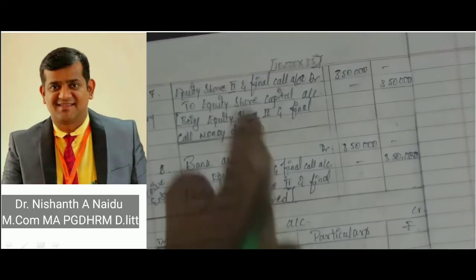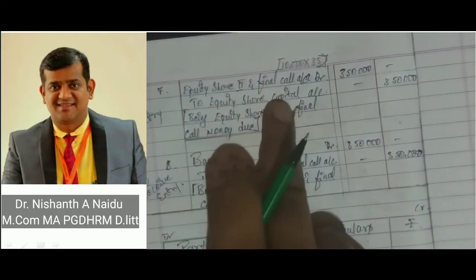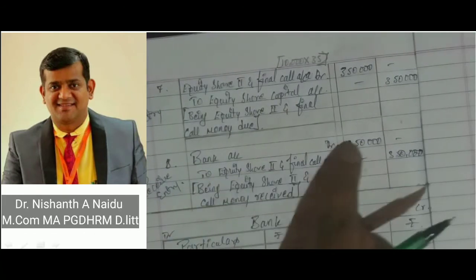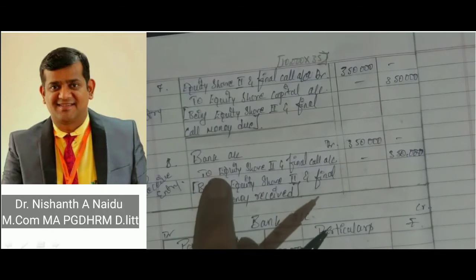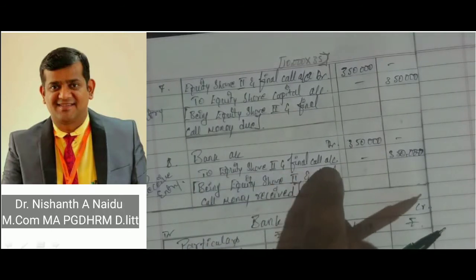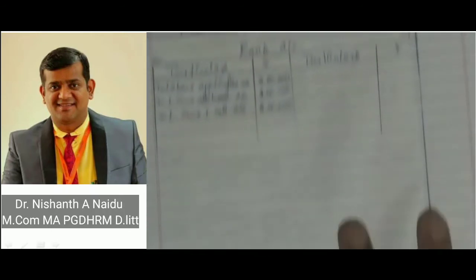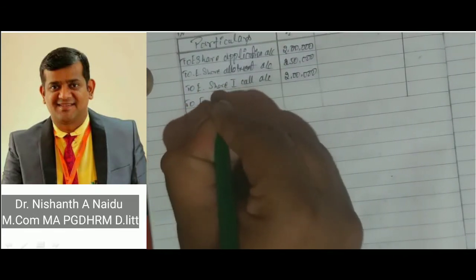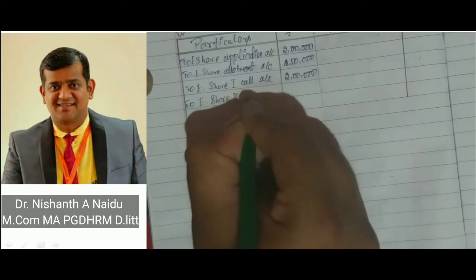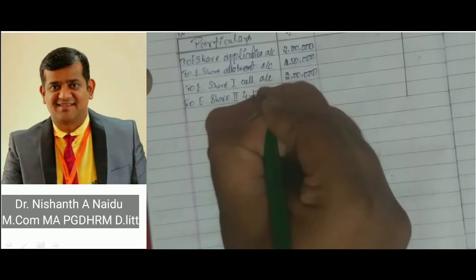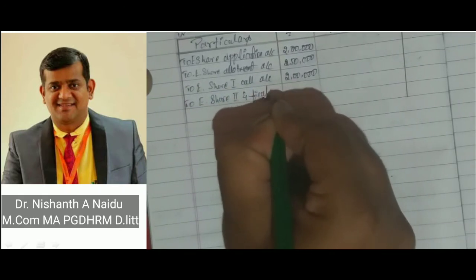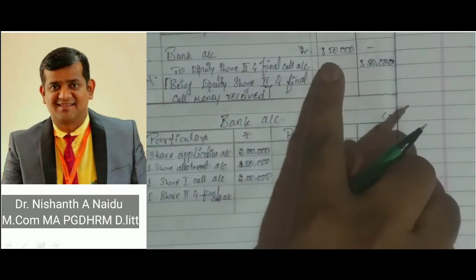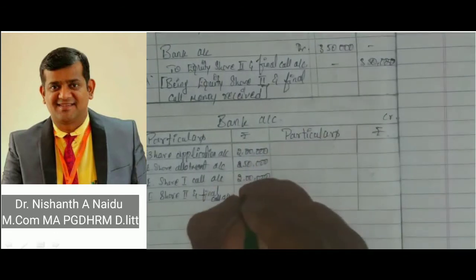So now on the seventh entry, again there is no bank transaction reflected here. But in the eighth entry, yes, there is a bank account. How much? 3,50,000. Against what? Equity share second and final call account. So let me copy that. So to equity share second and final call account. So how much? Amount is 3,50,000, right?